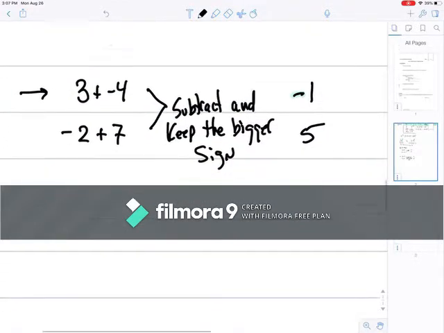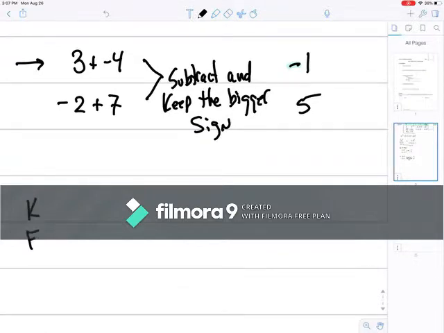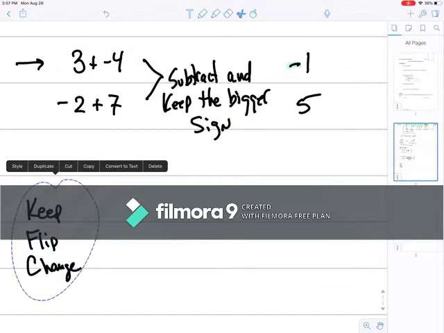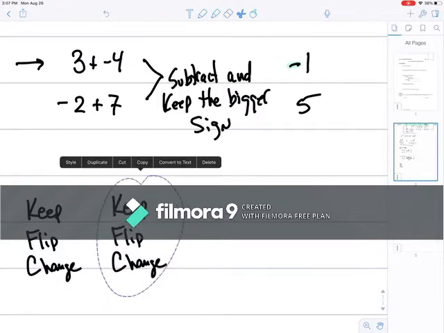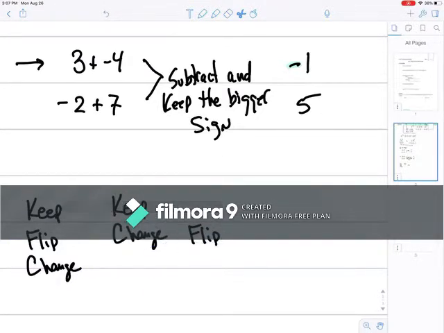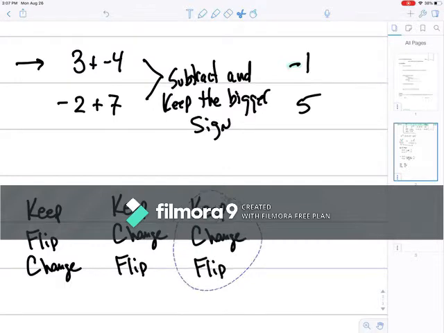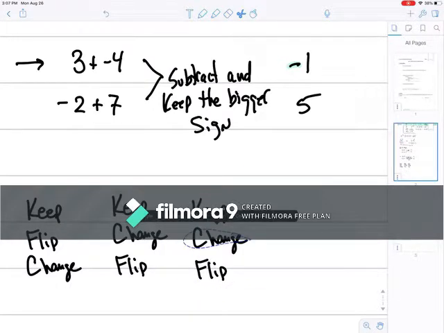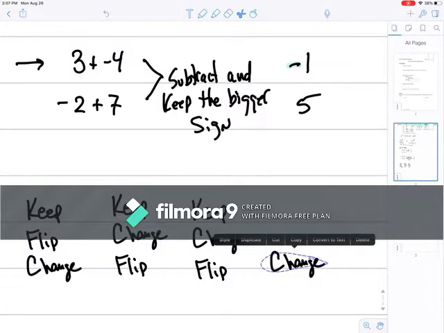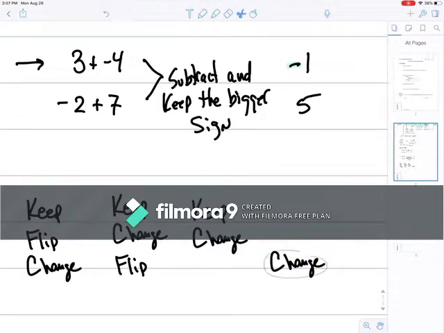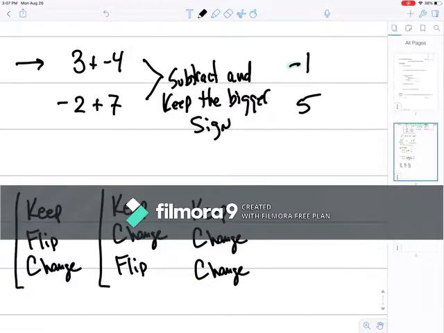For subtraction, generally speaking, I believe last year you might have learned KFC, someone told me earlier today, where you keep, flip, change. That works really well. If you learned it slightly differently, another phrase that I've heard would be keep, change, flip. In reality, it's exactly the same. Or the one that I was actually thinking of was keep, change, change. All three of those, they all mean the same thing.